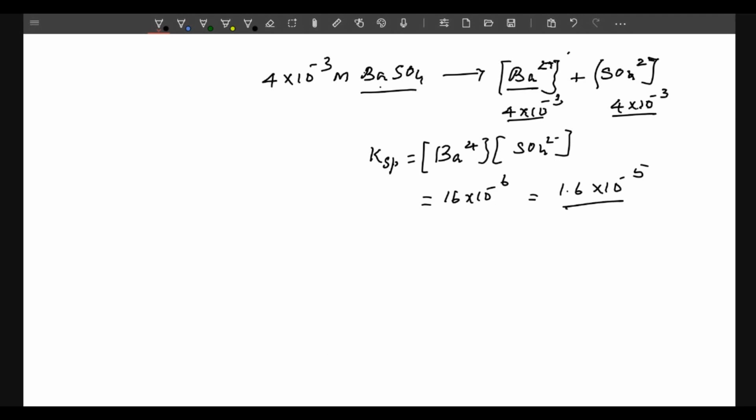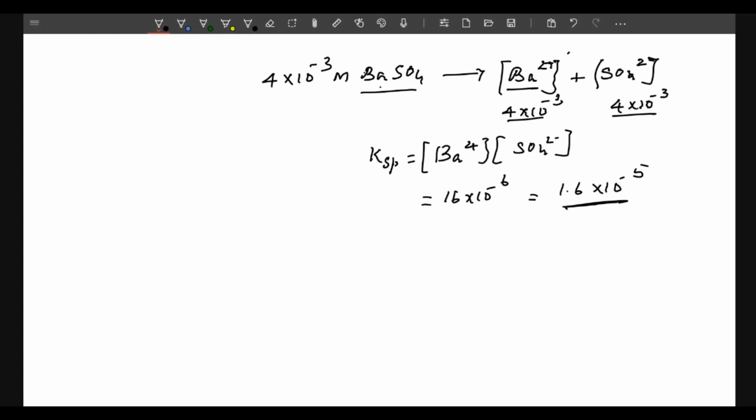In the answer options, I have not given this answer. Therefore, add this as the E option. Now, 1.6 into 10 power minus 5 is the correct option. Okay, this type of problem may be asked because it is of somewhat higher difficulty level. Therefore, this type of problem will be asked. There is another type of problem. Now I am going to give you, take down this one.